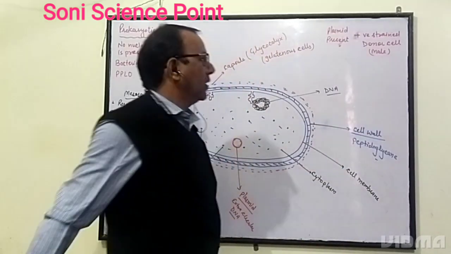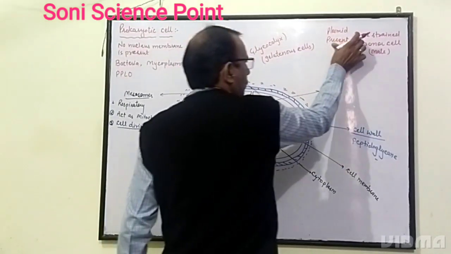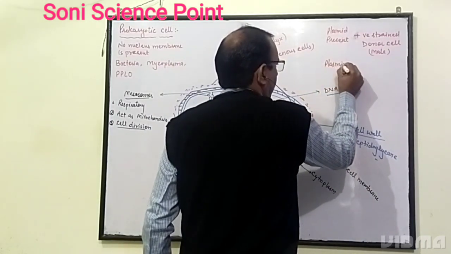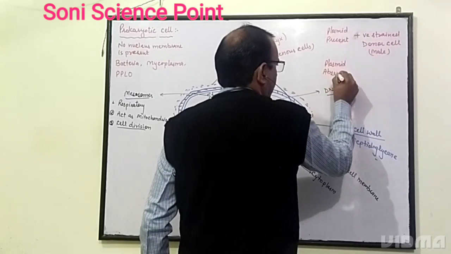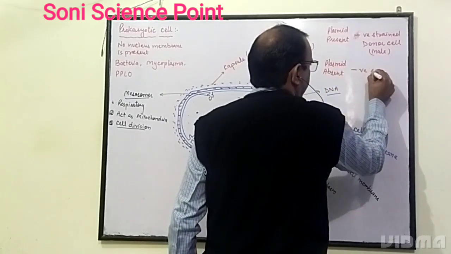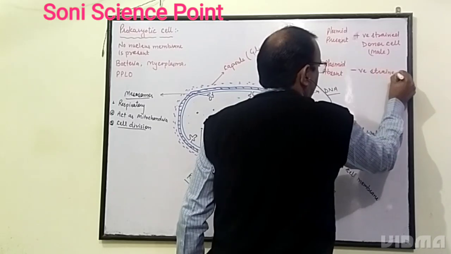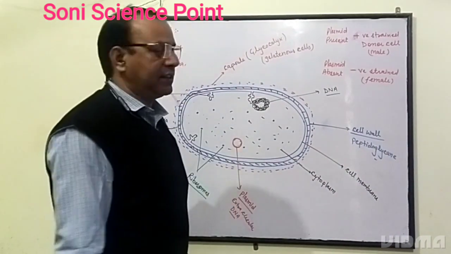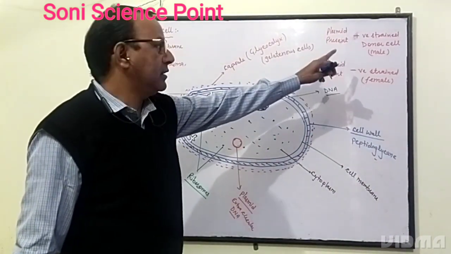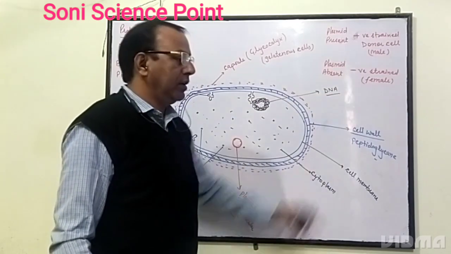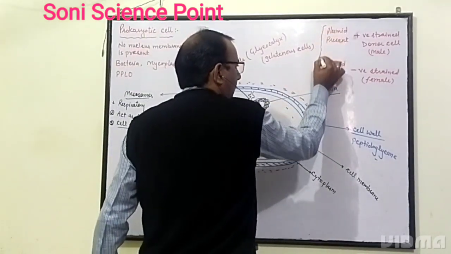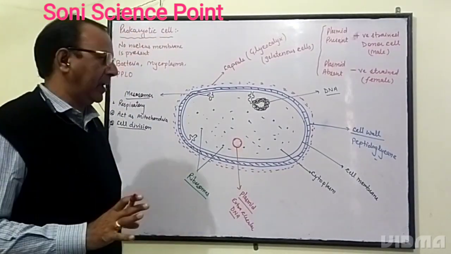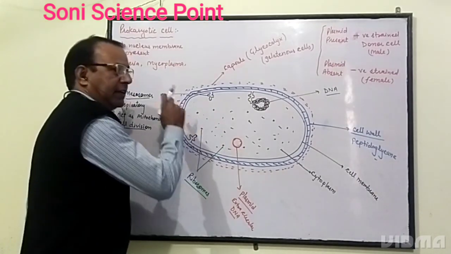It is the male. If there is no plasmid present, so we can say plasmid absent. Plasmid absent, then that is called F negative strain, and this is female, the recipient cell, and that is the donor cell. Male is donor and the second one is recipient. On the basis of plasmid present or not, we can categorize distinctly whether this is male or female.